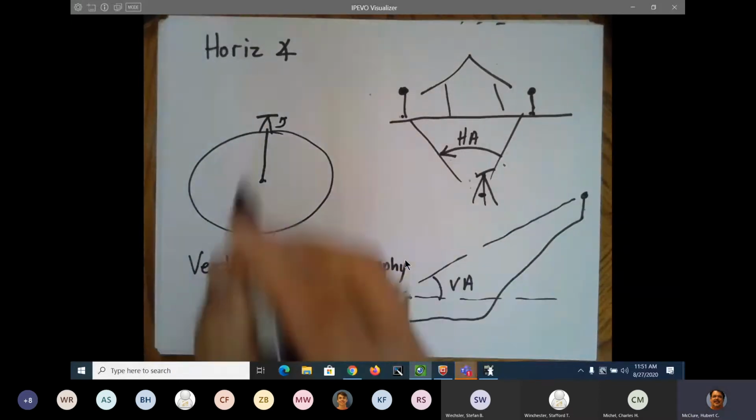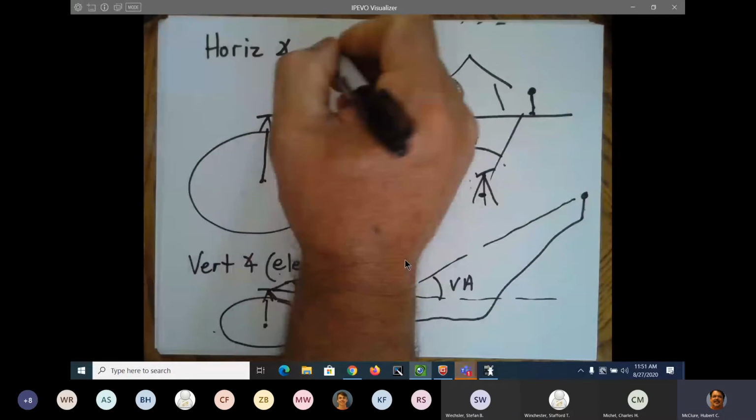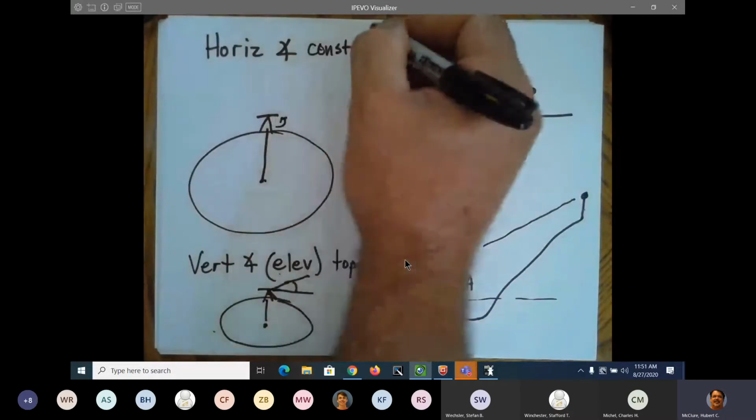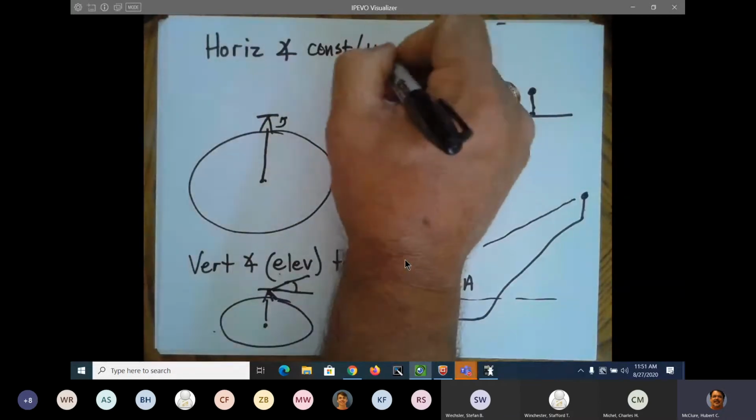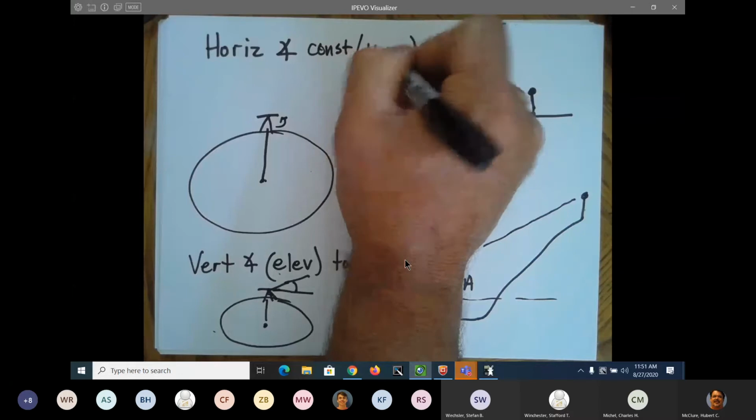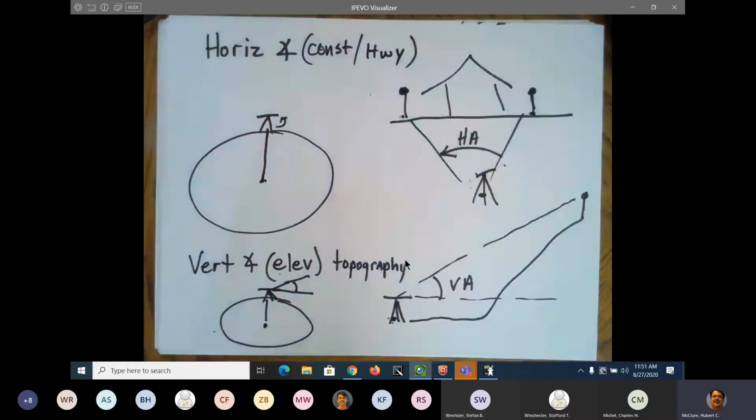Horizontal angles having to do with construction and layout of highways. Just giving you some kind of reference to understand what we're doing here.